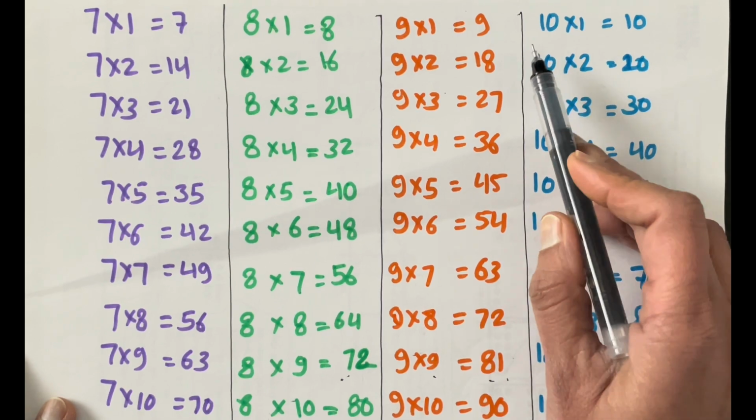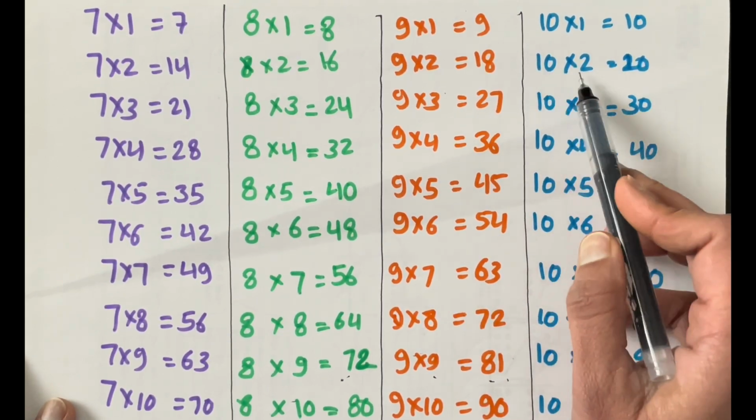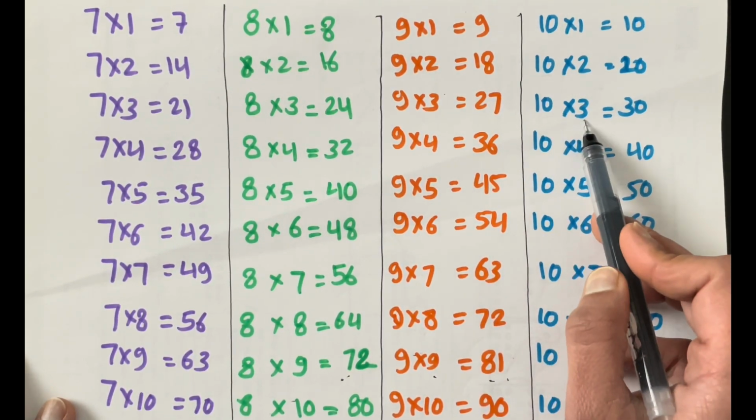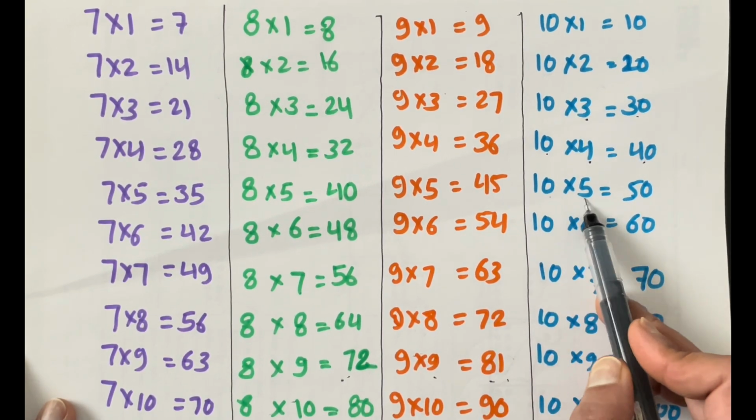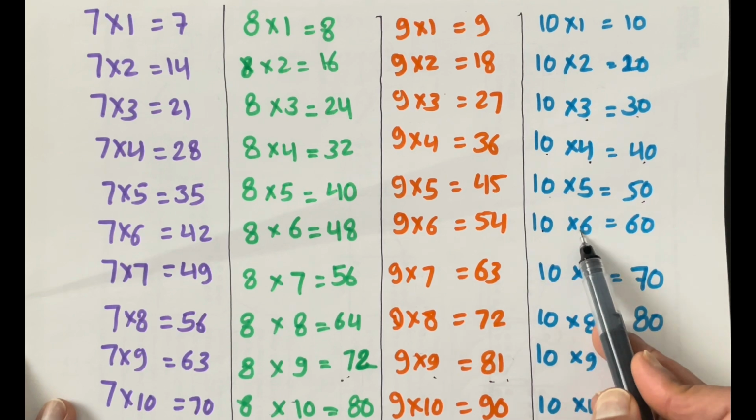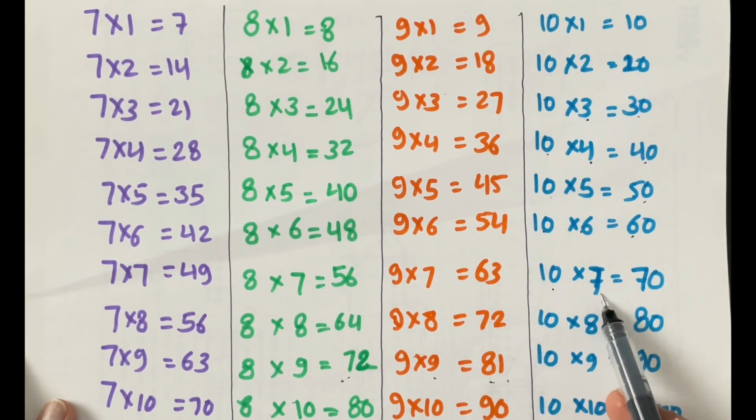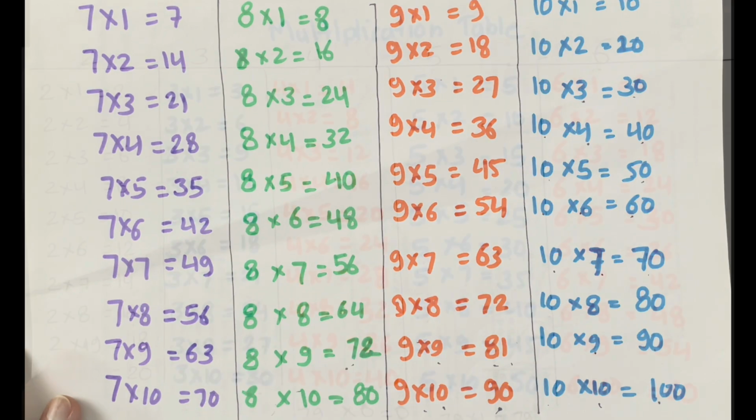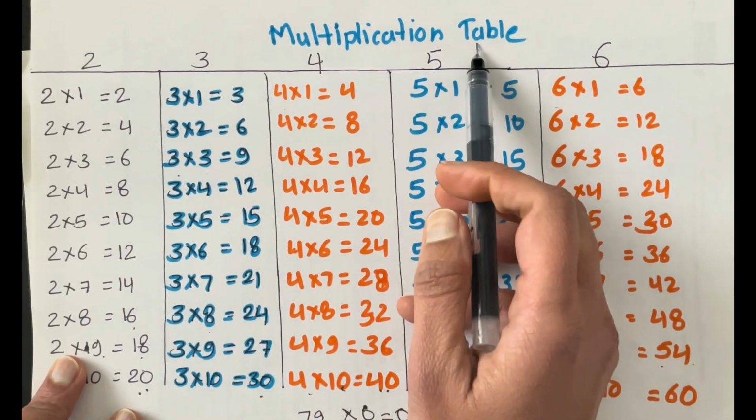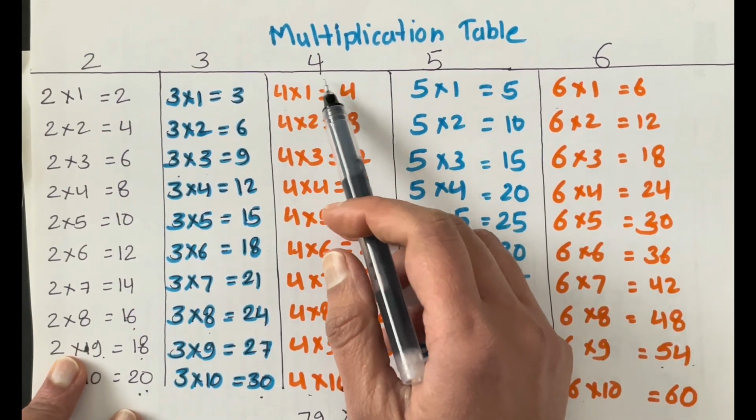Table of 10. 10 times 1 is 10, 10 times 2 is 20, 10 times 3 is 30, 10 times 4 is 40, 10 times 5 is 50, 10 times 6 is 60, 10 times 7 is 70, 10 times 8 is 80, 10 times 9 is 90 and 10 times 10 is 100. Let's learn multiplication tables from 2 to 20.